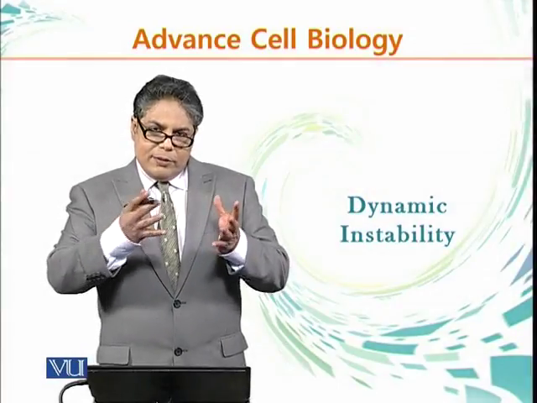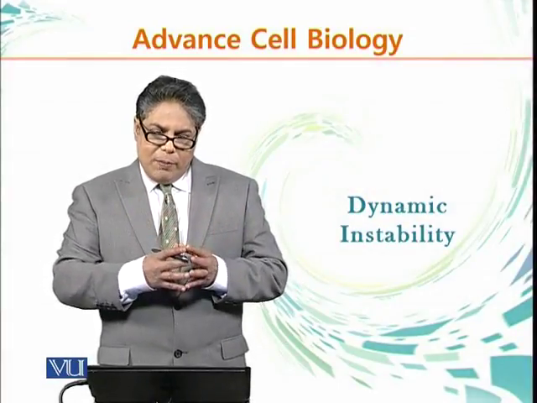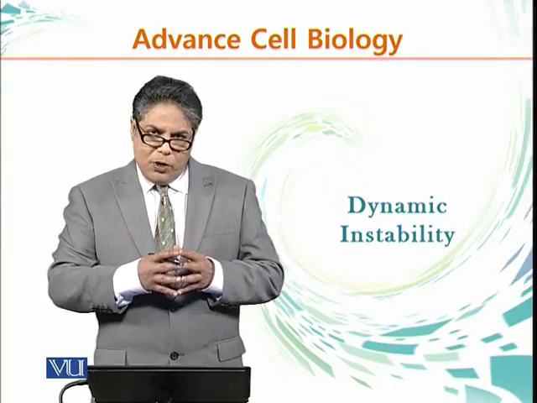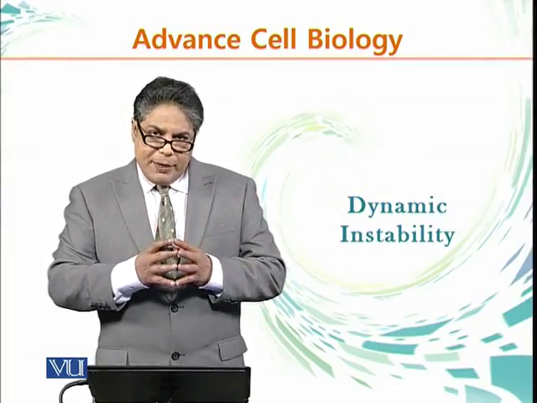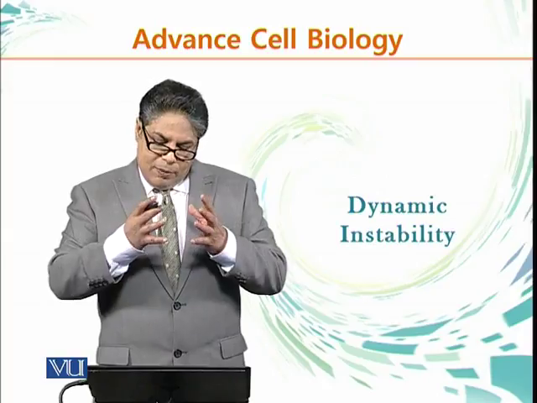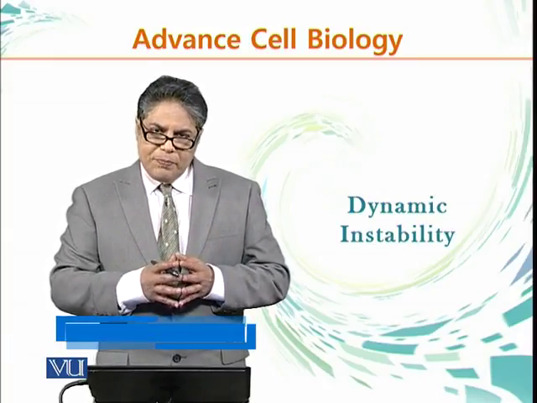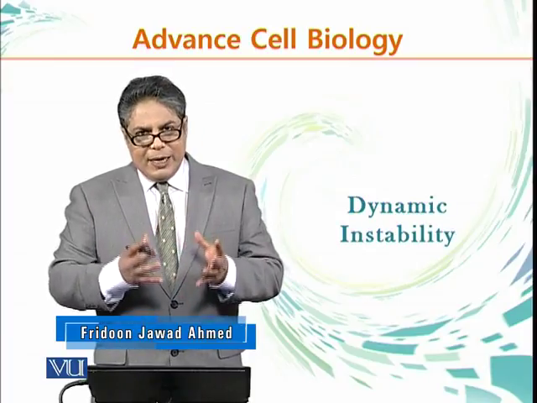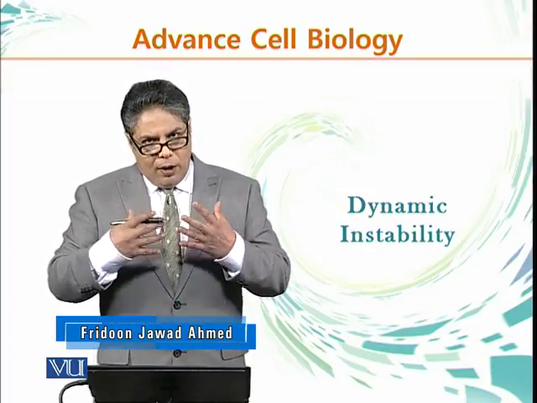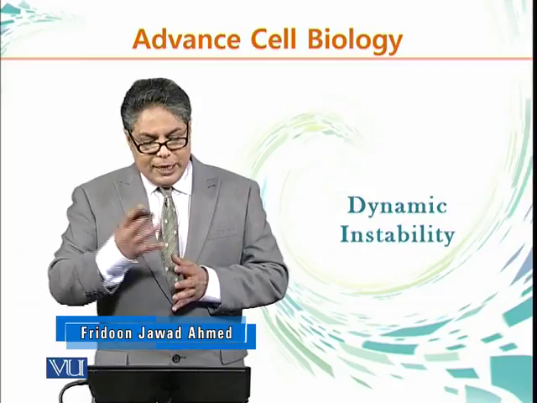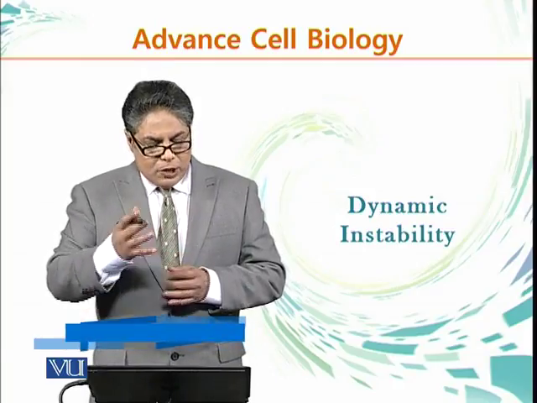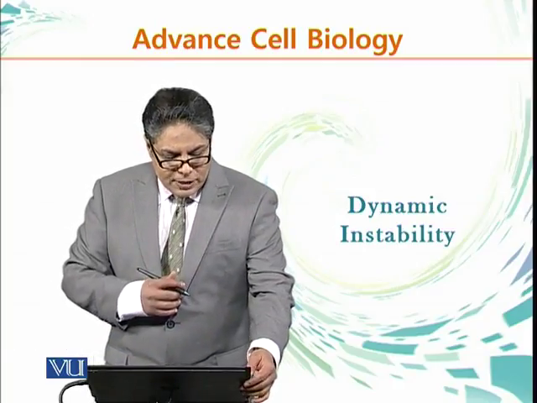We have seen the effects of treadmilling when we were talking about treadmilling in the previous module. Dynamic instability is also a classic characteristic of our cytoskeletal filaments. It's just that dynamic instability is more associated with microtubules than it is with actin filaments. So let's talk about dynamic instability.